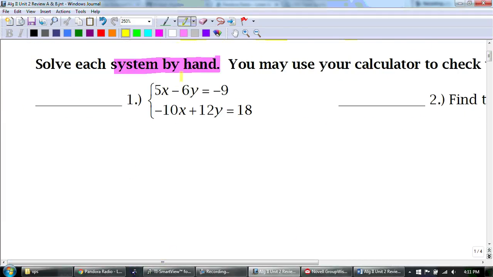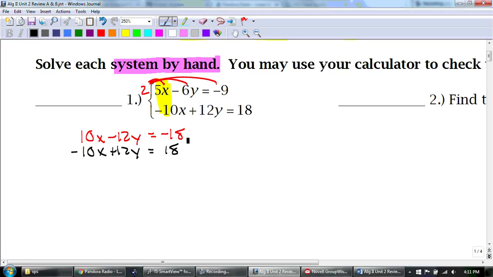I'm going to solve this by elimination because my x's and y's are on the same side. Now, I want to cancel the x's because to me, that's the easiest to do, because all I have to do is multiply the top by 2 and that will make that into a 10. So I'm going to go ahead and multiply. I get 10x minus 12y equals negative 18. Now my bottom equation stayed the same with negative 10x plus 12y equals a positive 18.